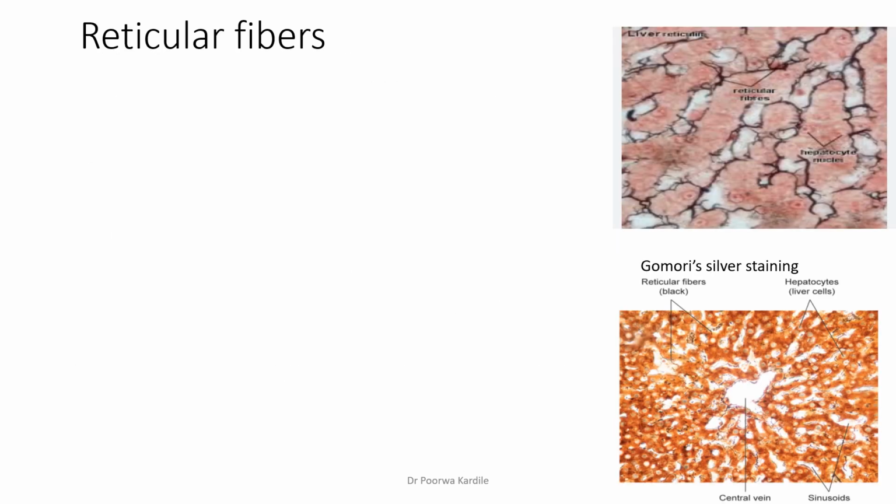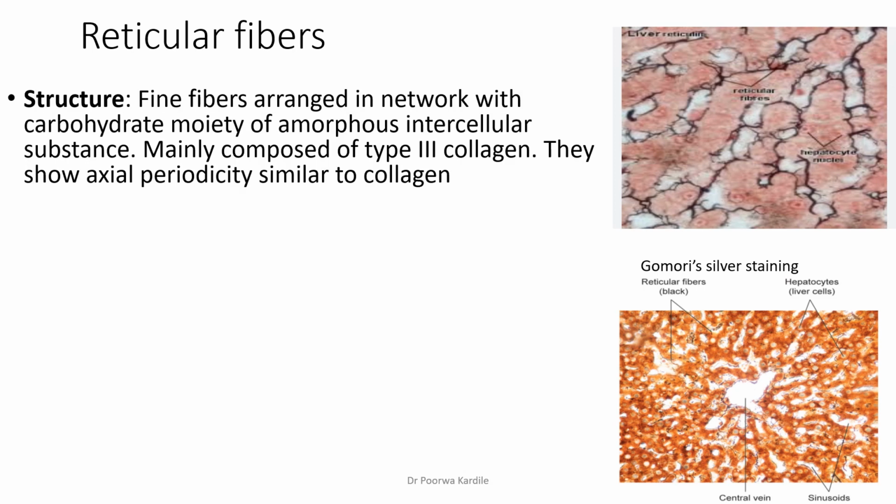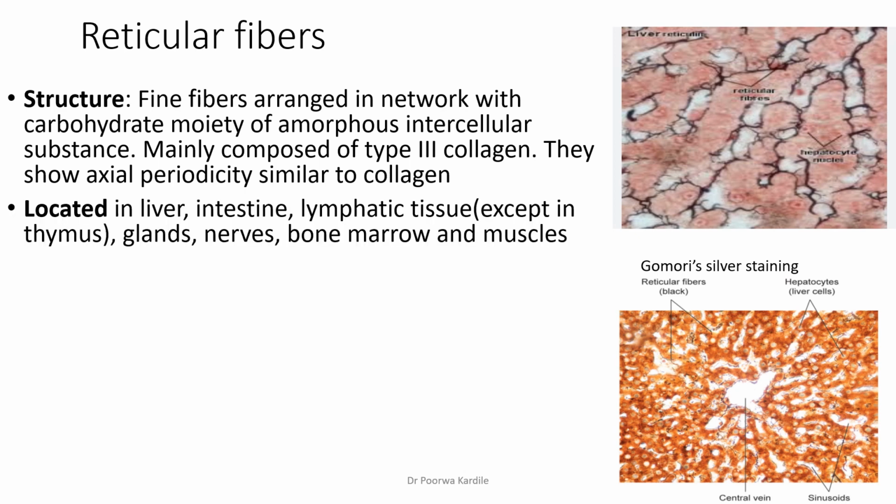The reticular fibers are arranged in the form of meshwork or network, and they are mainly composed of type 3 collagen fibers. Reticular fibers are located in liver, intestine, lymphatic tissue, glands, nerves, bone marrow, and muscles. So these reticular fibers mainly form a structural and supportive framework in which the parenchyma or the tissue is laid down for an organ.